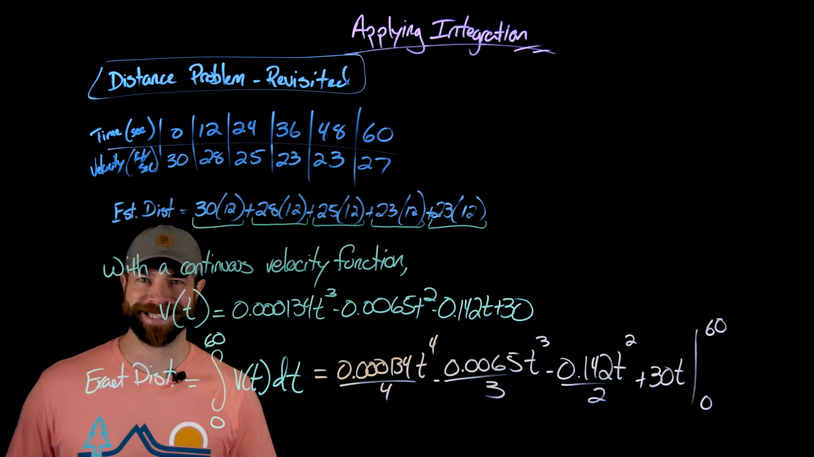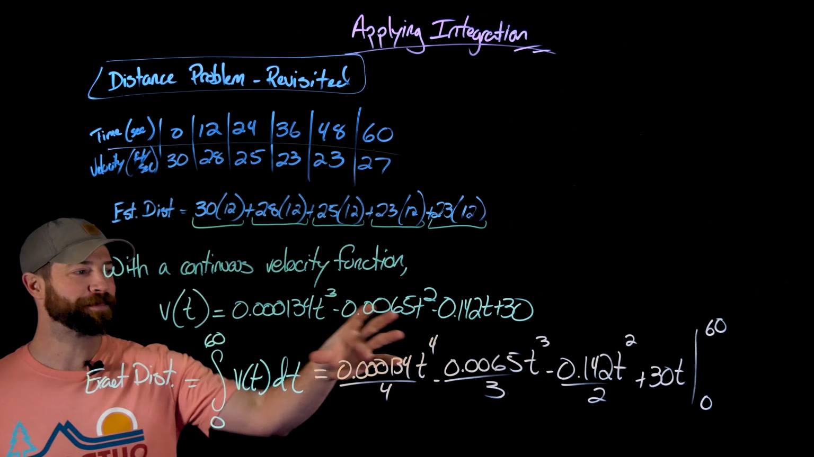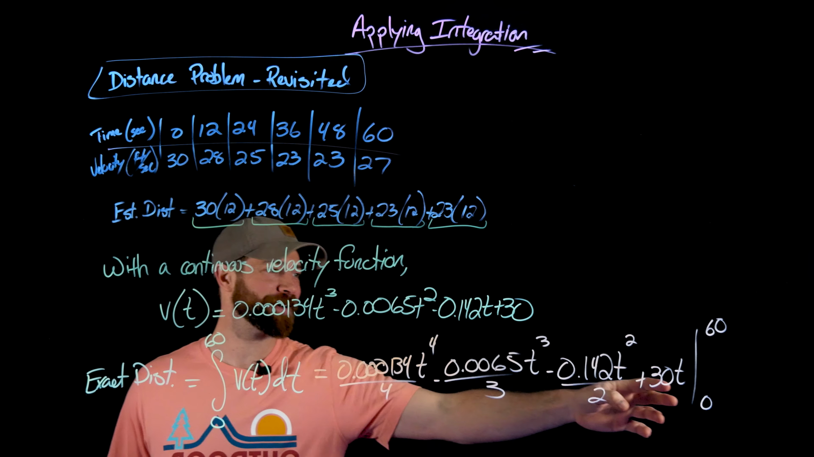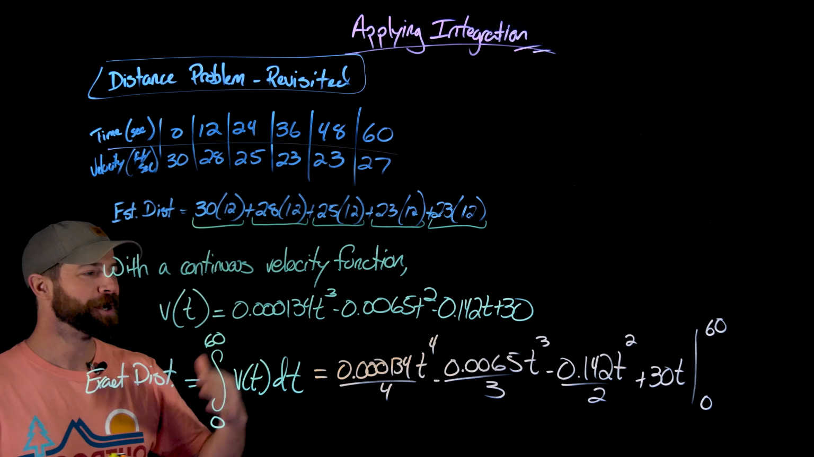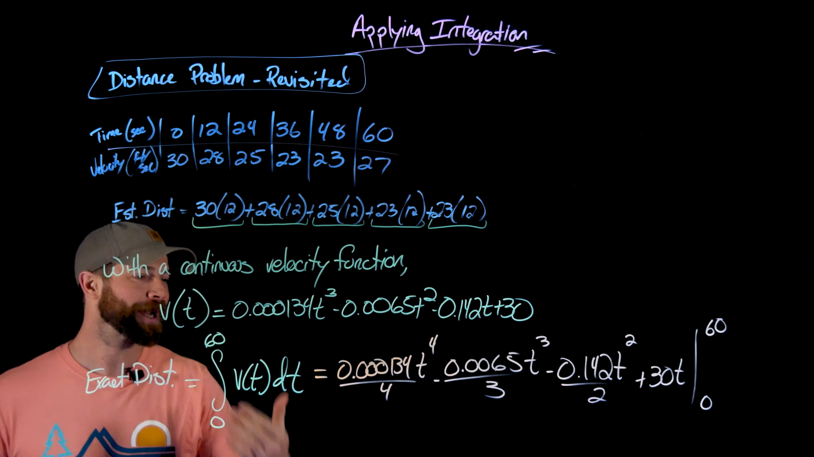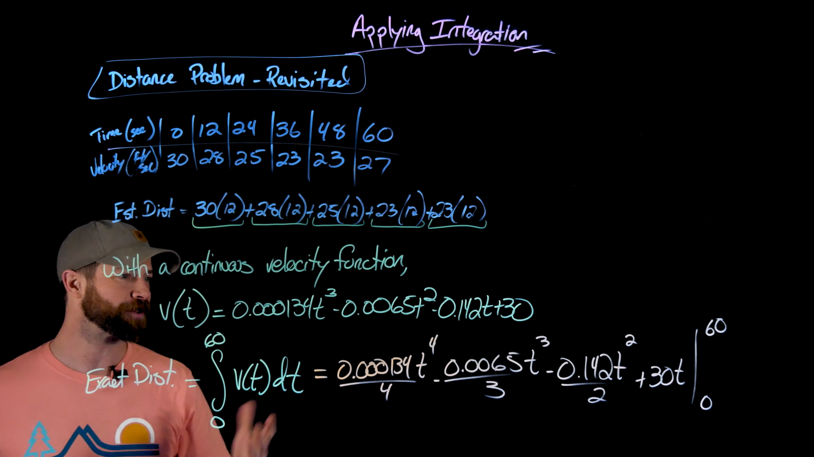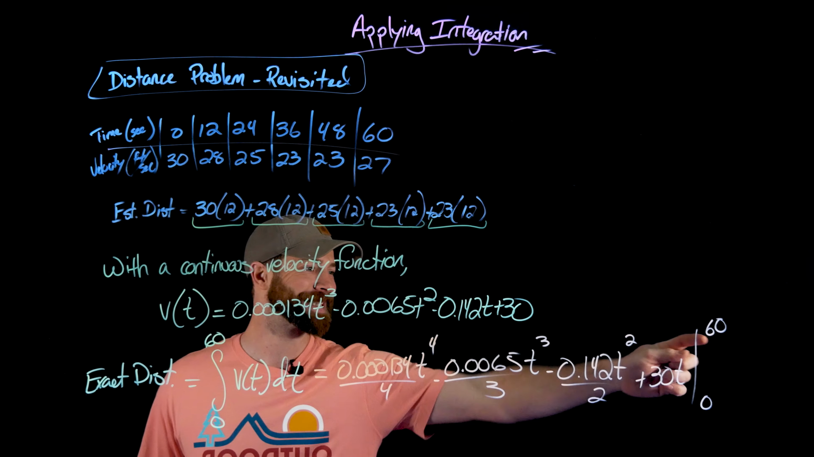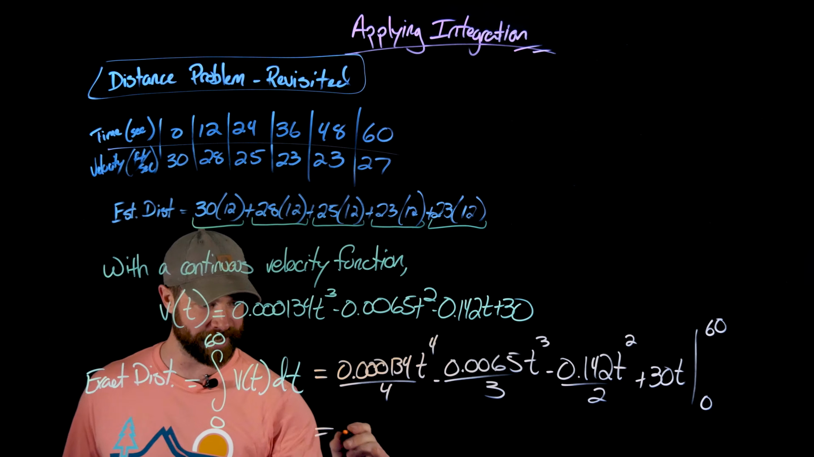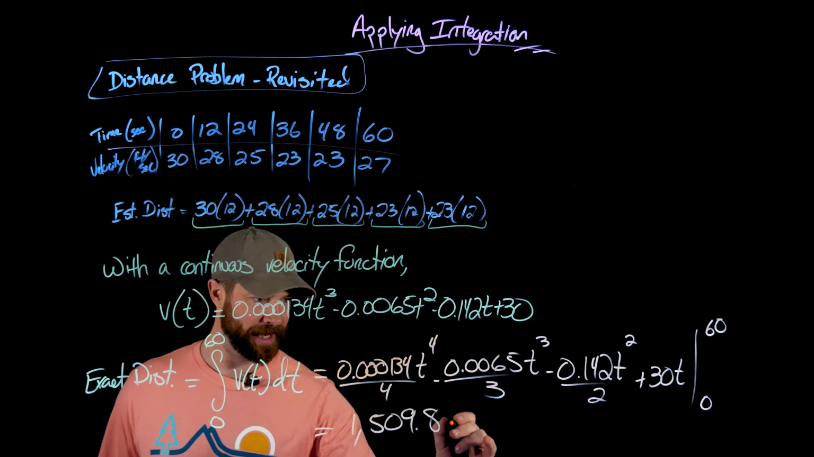If you haven't realized it yet, what's really nice, if you're starting your interval at 0 and you have a polynomial, after you antidifferentiate it, every term will have your t variable, which means when you plug in 0, nothing happens. You're subtracting 0. So to actually evaluate the distance traveled by this motorcycle on this interval, all we need to do now is to plug in 60 into this antiderivative. And when I did that, I got 1,509.8 feet.